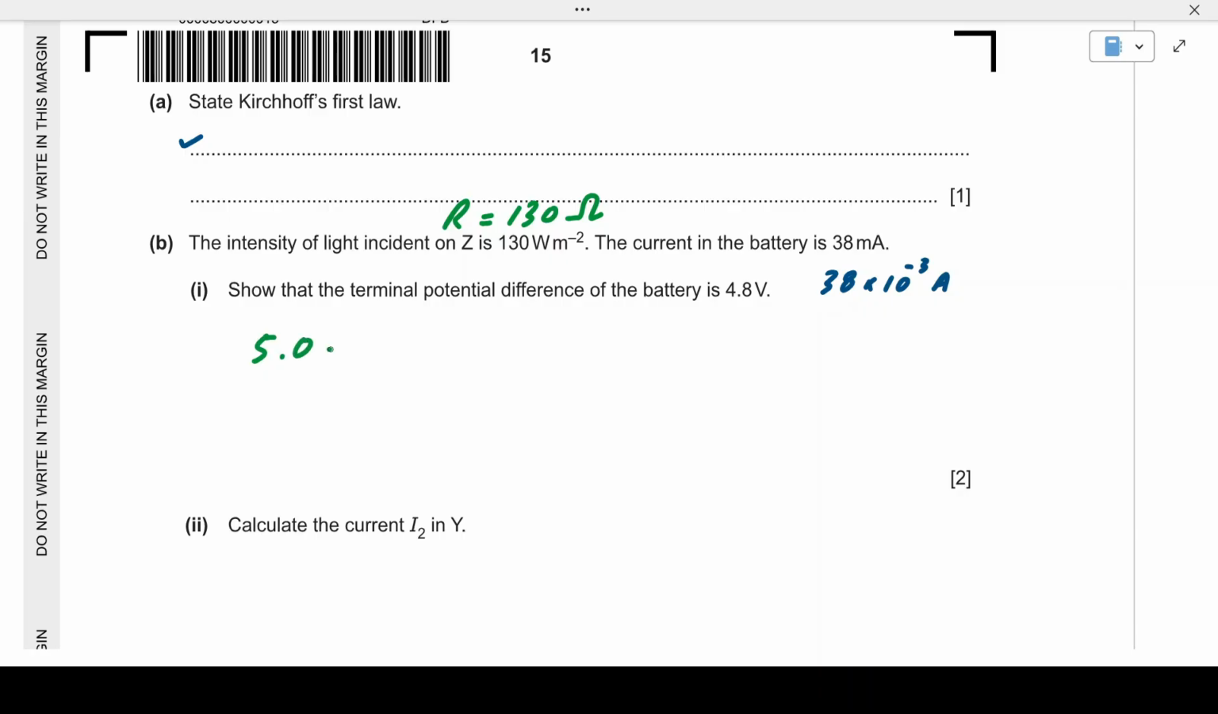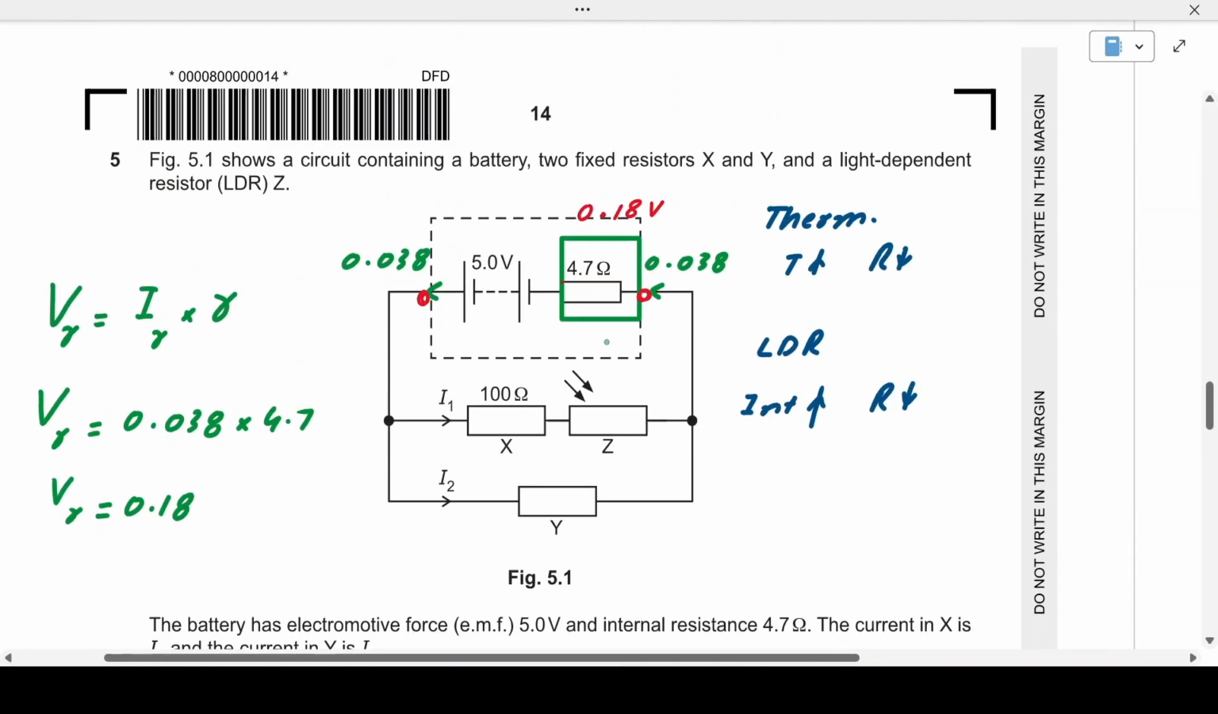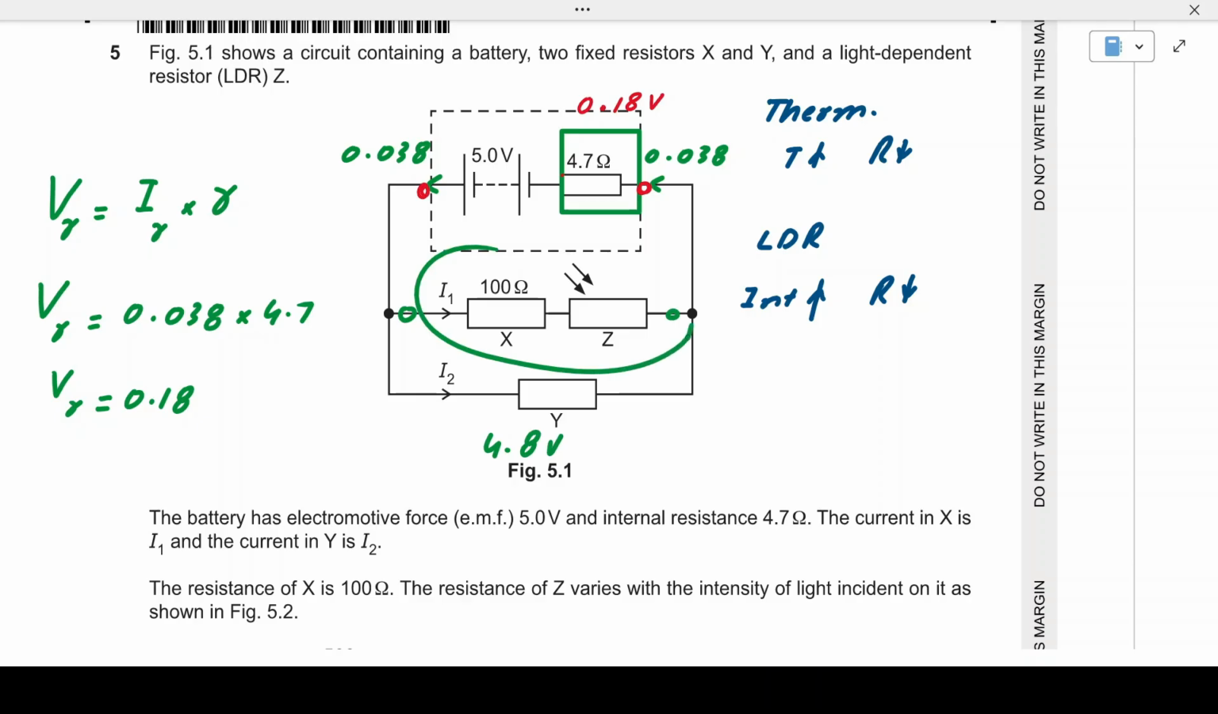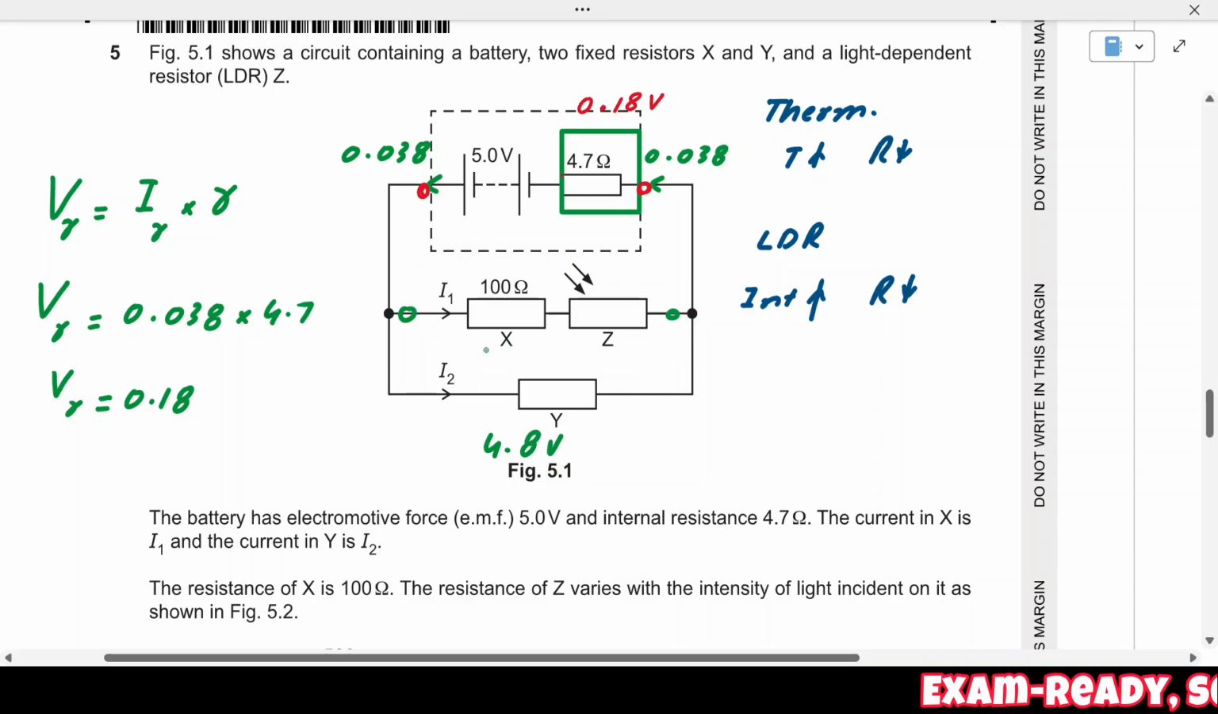So total 5.0 minus 0.18 into SF is 4.8. Now it means across this branch you once again have 4.8 volts. Across this one you also have 4.8 volts. So 4.8 volts across this branch, 4.8 volts across this branch. This is the terminal voltage.